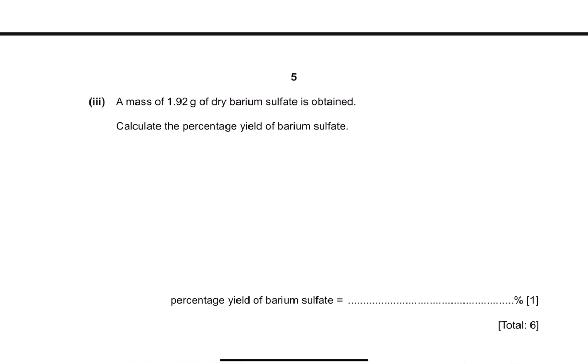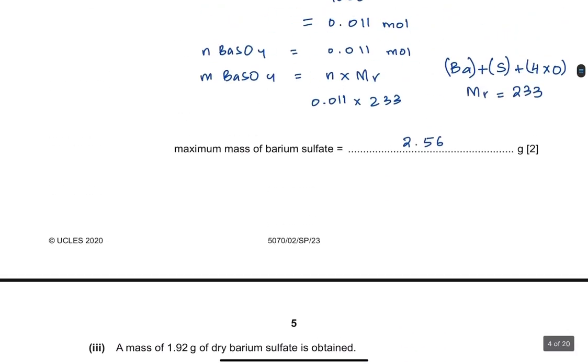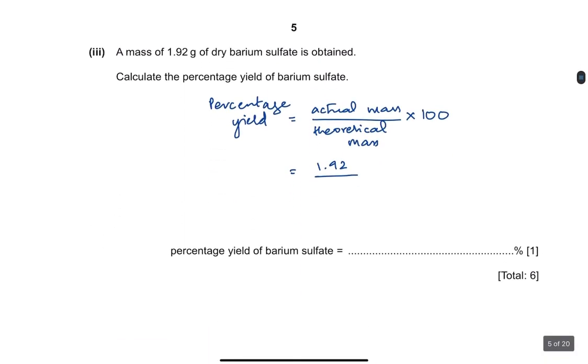Calculate the percentage yield. So percentage yield is equal to your actual yield, or actual mass obtained, divided by the theoretically predicted mass, times 100. I'm actually getting 1.92 grams, but I had predicted by my calculation 2.56 grams, times 100. When I solve this, my answer is going to be 74.9%. Now moving on.